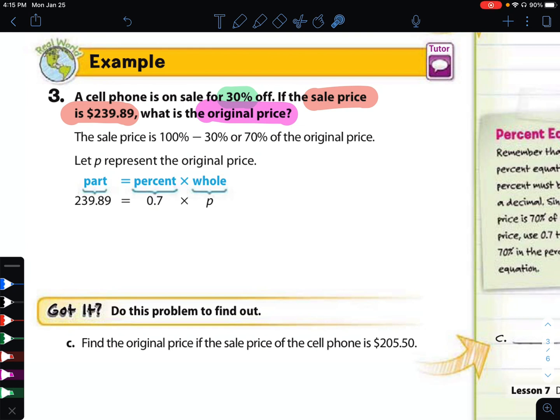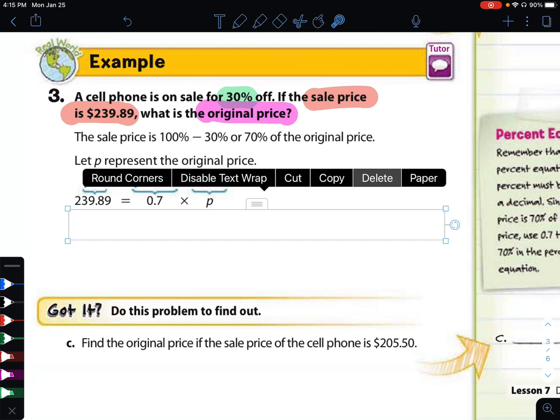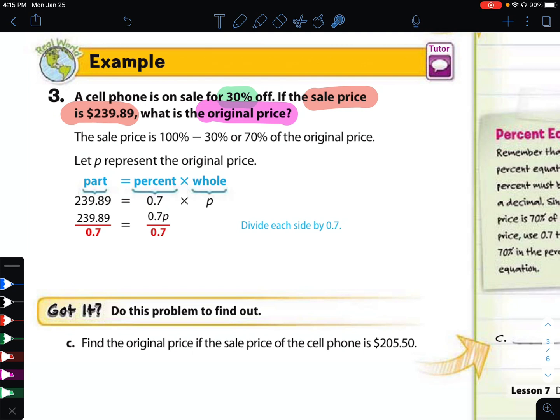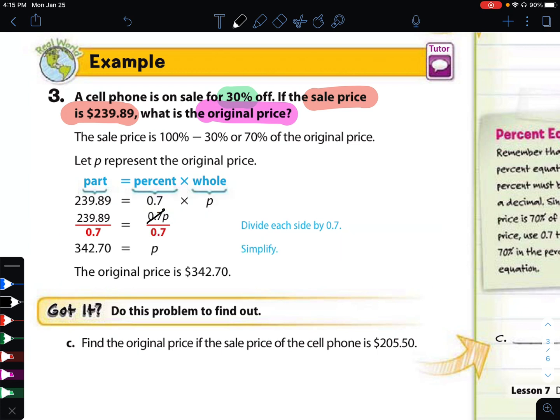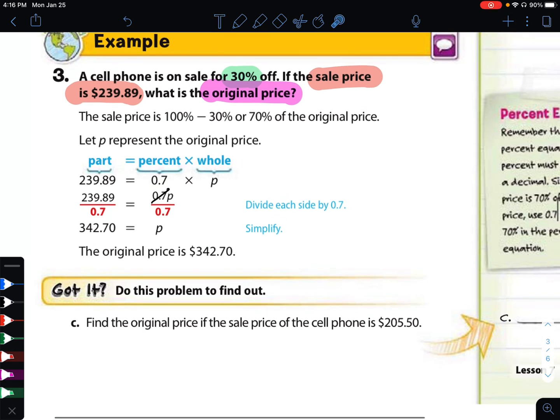So for us to be able to solve this, we go back to what we learned in the previous lesson. So we have 0.7p equals $239.89. We divide both sides by 0.7. This cancels out. We end up with p equals $342.70. We got this number by dividing 239.89 by 0.7. So we found our original price, which is $342.70. So do the got it problem at the bottom and see if you understand example number three.